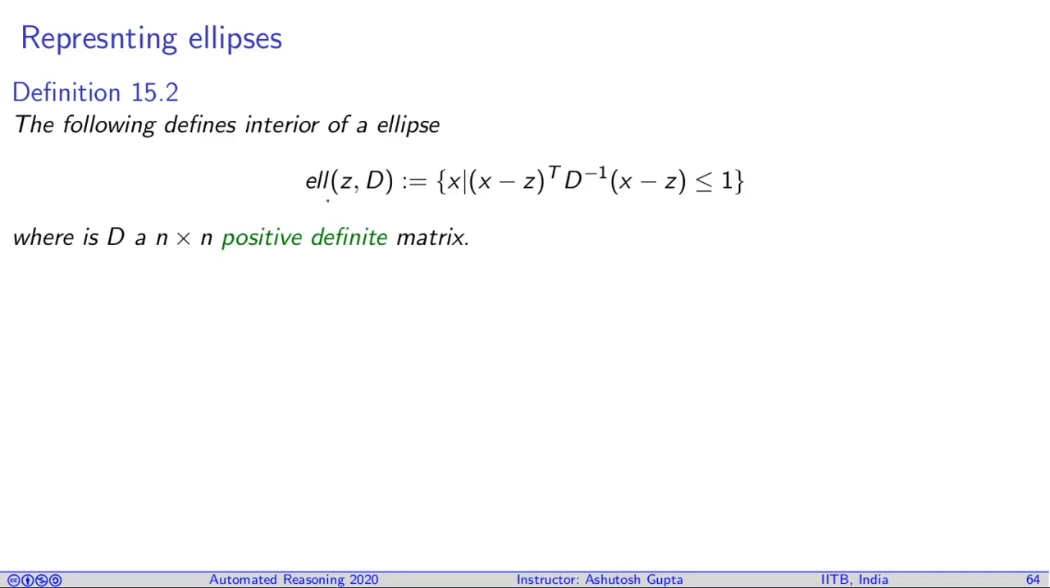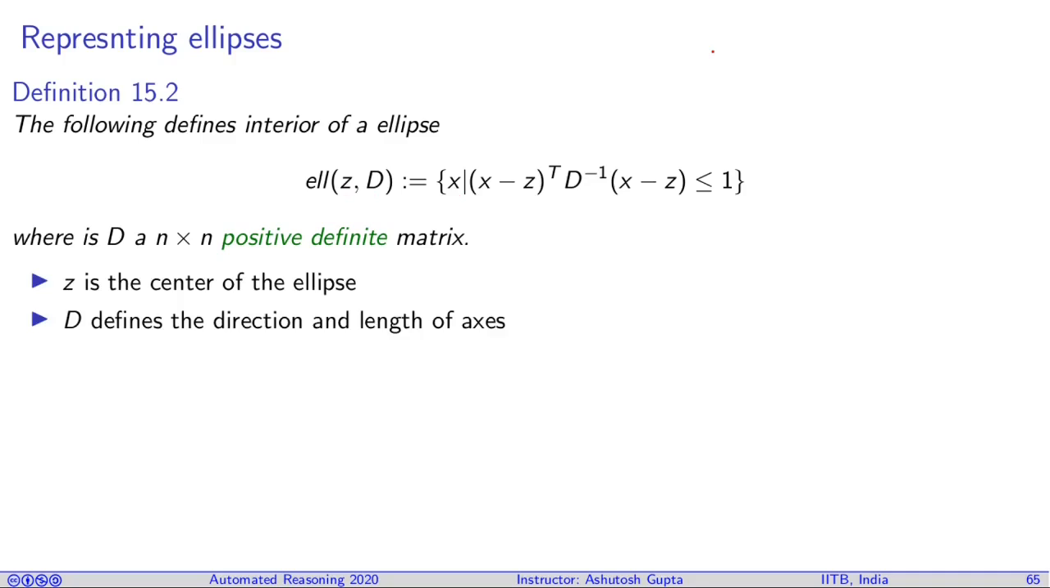So how are these positive definite matrices useful to understand an ellipsoid? You can take a point and a positive definite matrix, and you can define an ellipsoid. An ellipsoid is a set of points x such that if you multiply x minus z by D inverse in both directions, you get something less than or equal to 1. Those points are called an ellipsoid, and they look like ellipses. z is the center of the ellipsoid, and D defines the directions and the lengths of the axes.